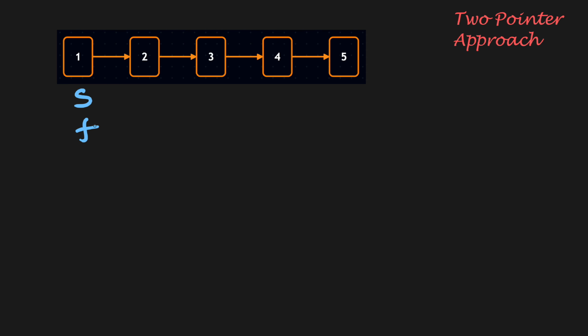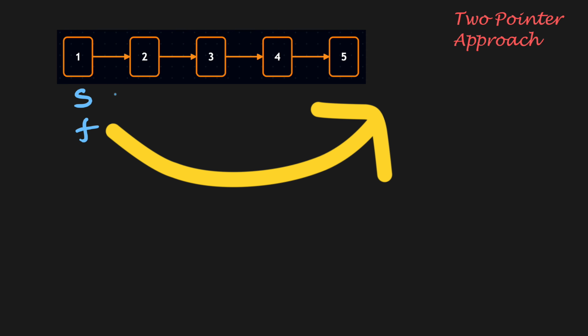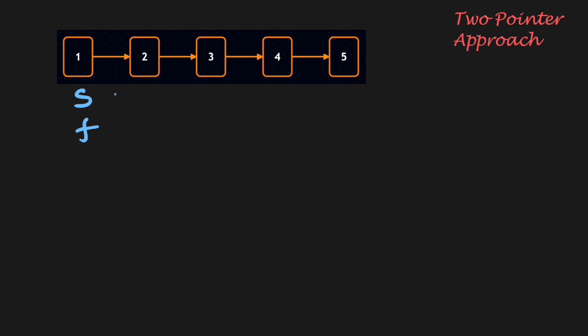And the trick is to move the fast pointer twice as fast as the slow pointer. So for every one step of the slow pointer, the fast pointer moves 2 steps forward. And when the fast pointer reaches the end of the list, the slow pointer will be exactly at the middle of the list. And this will work regardless of whether the length of the list is odd or even. The slow pointer will land on the exact middle node. Let's quickly see this in action.